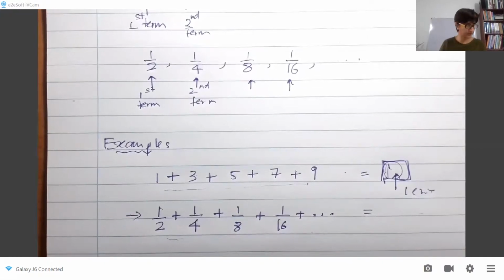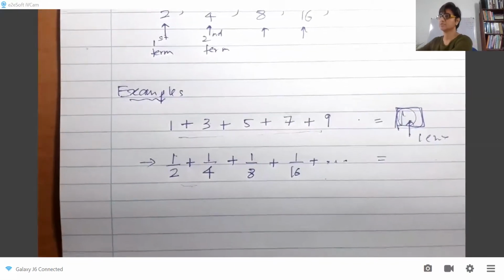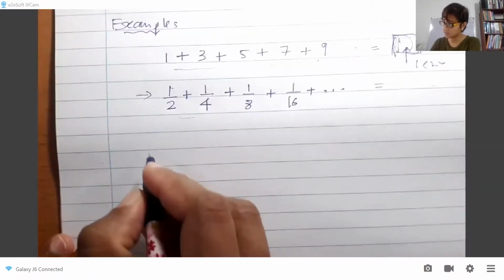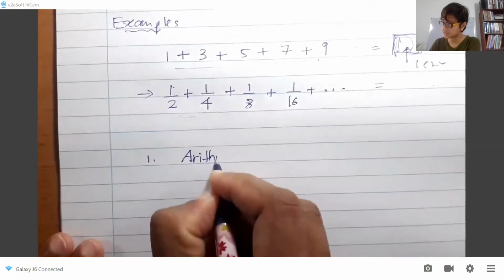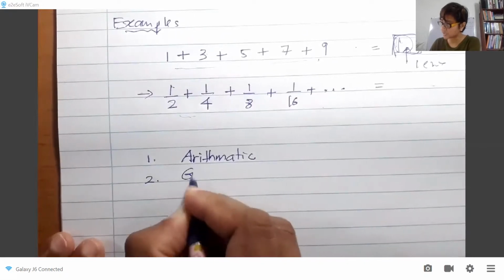So write in a new line, we will learn about two basic types of sequences. Number one, arithmetic. Number two, geometric.